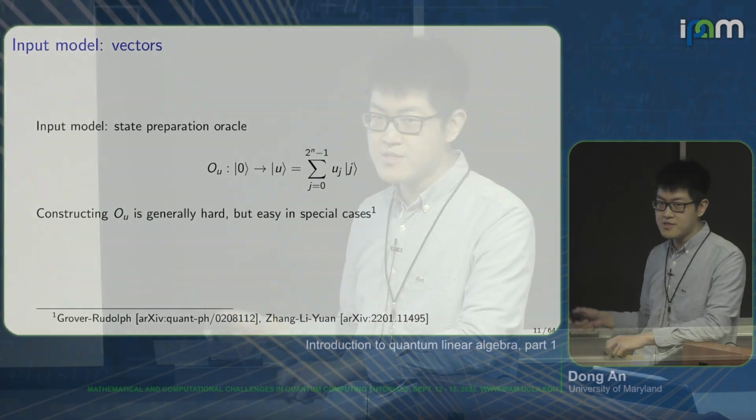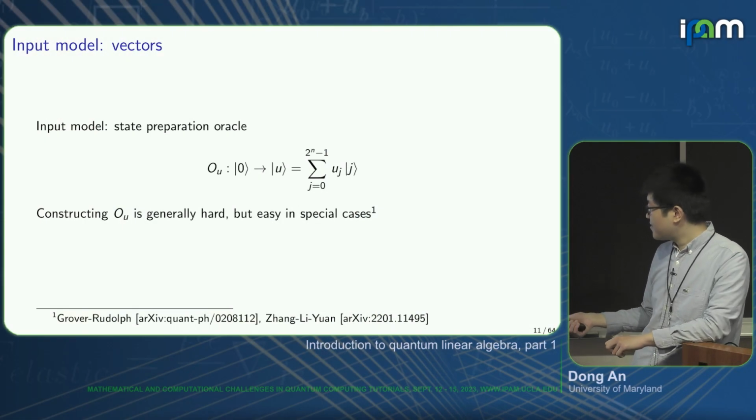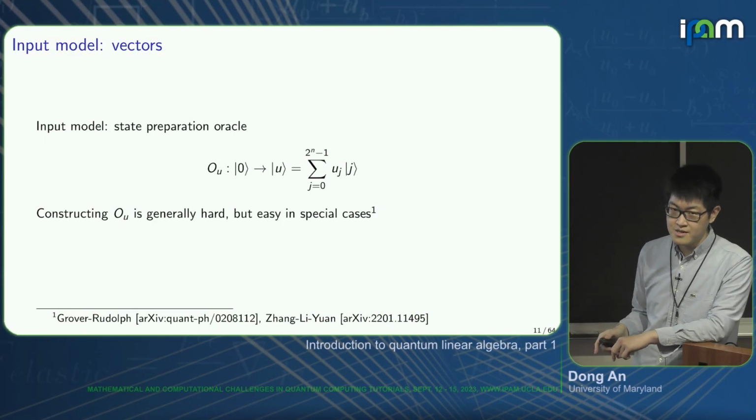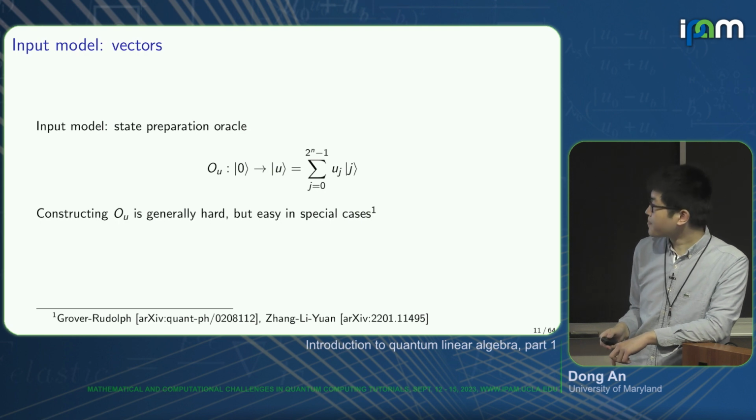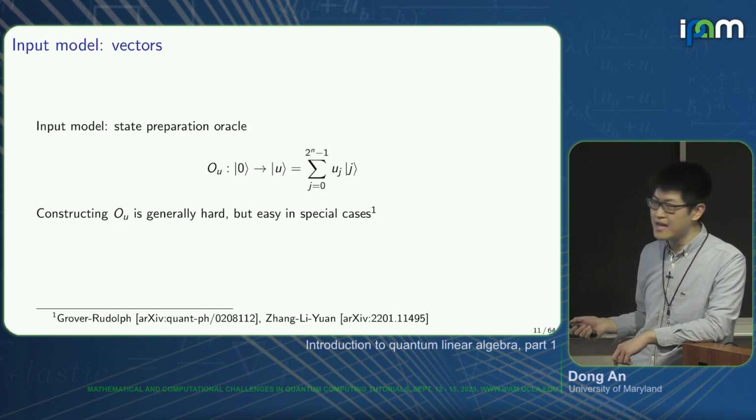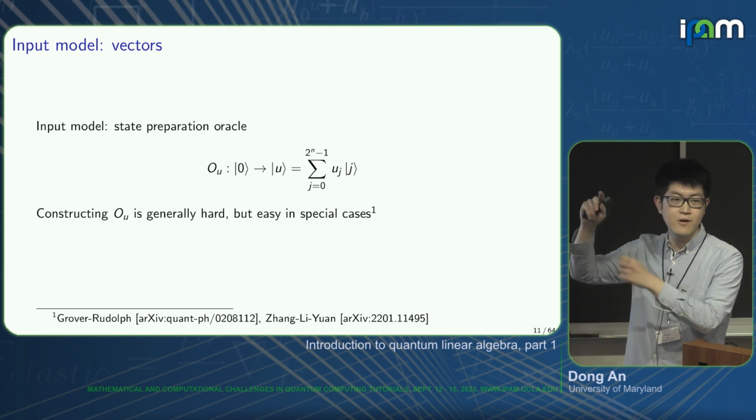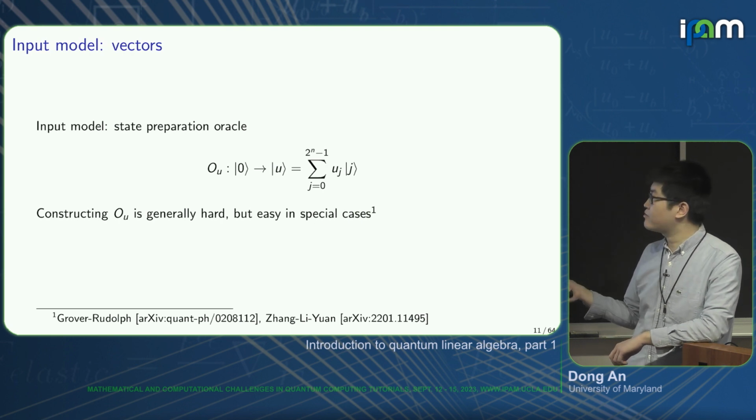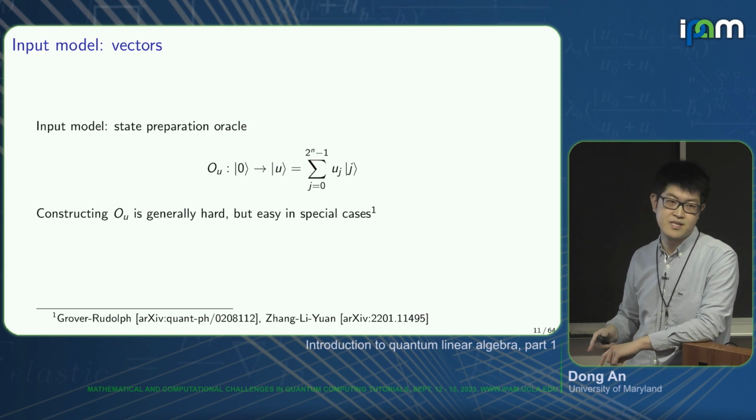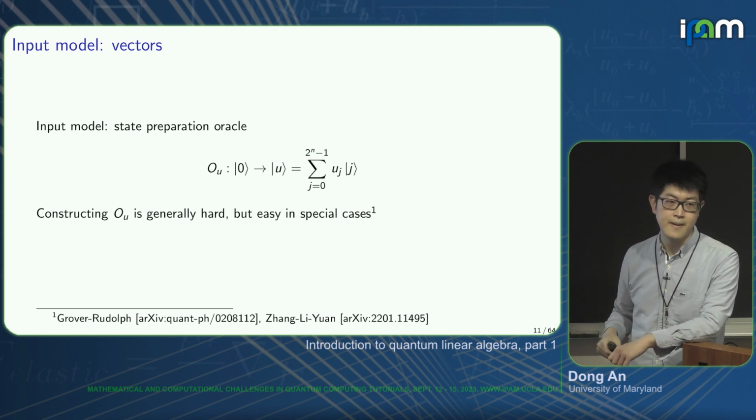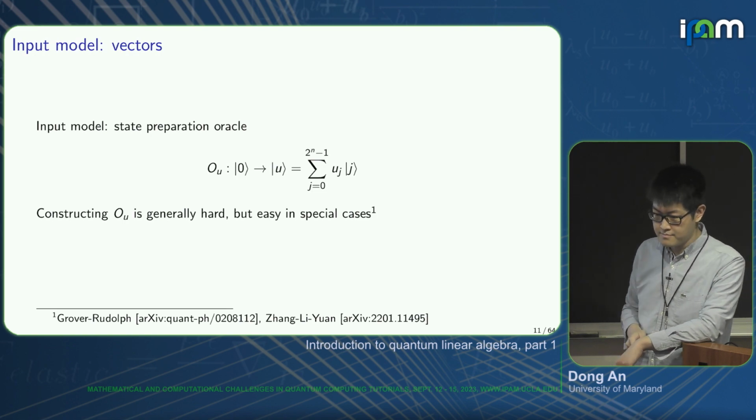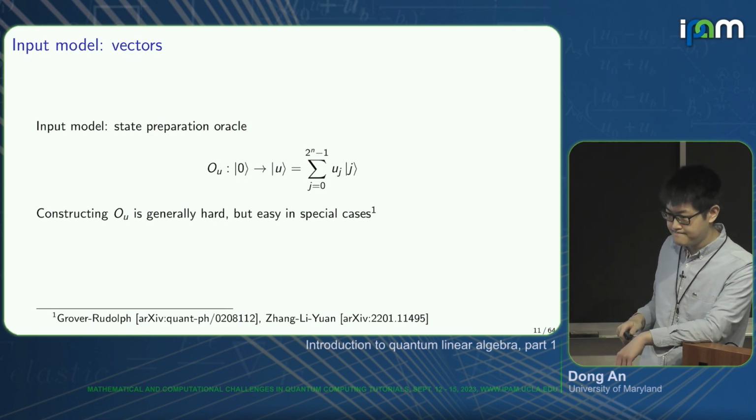The circuit depth for Grover-Rudolph is quite low, and for this recent paper, the circuit depth is also low. The overall gate complexity is something like 2 to the n, but the circuit depth is only n or poly n. So it's a low depth algorithm with high gate complexity, 2 to the n in the worst case. Yeah, in the worst case. That's right.